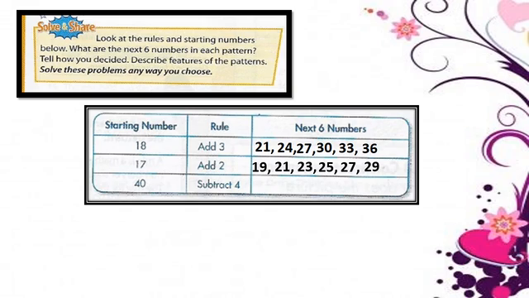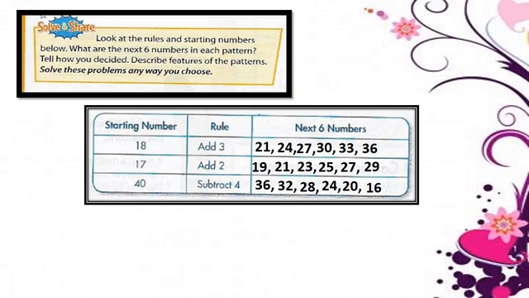Let's proceed to the last number, which is 40. The rule states that you have to subtract 4 from the starting number. So 40 minus 4 equals 36. Again, subtract 4 from 36, it equals 32. 32 minus 4 is 28. 28 minus 4 is 24. 24 minus 4 is 20. And 20 minus 4 equals 16. Now the next 6 numbers are all completed.